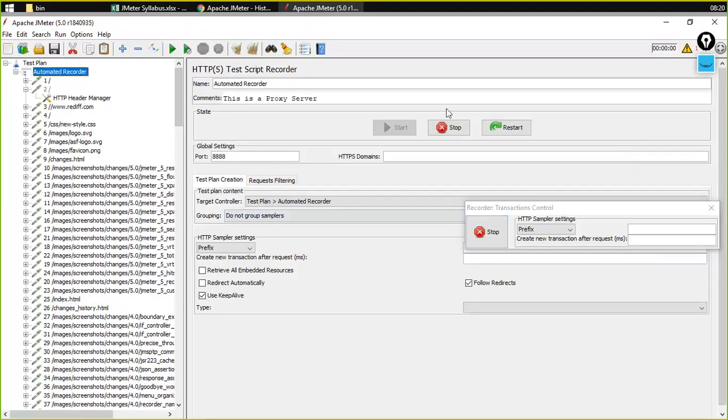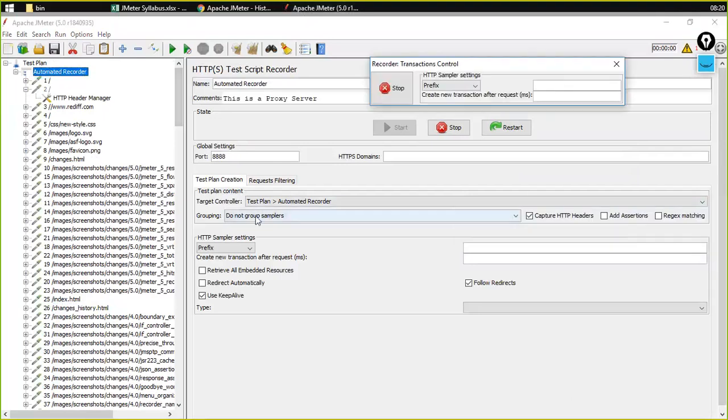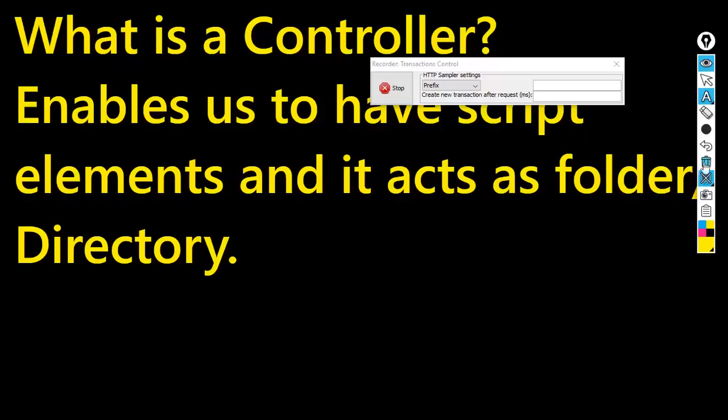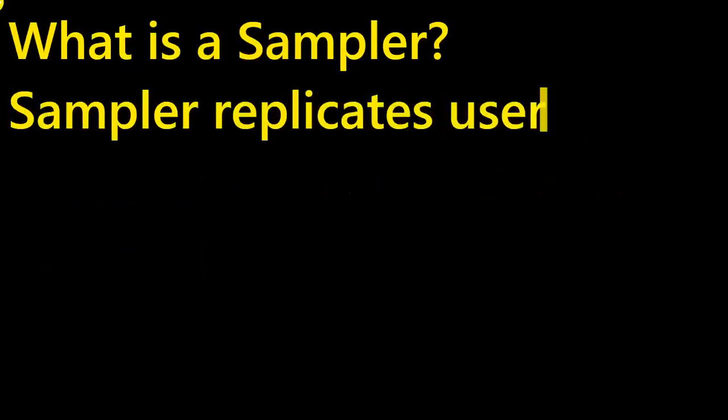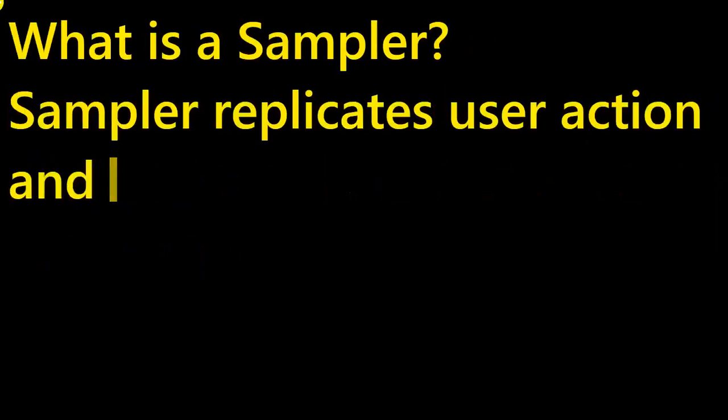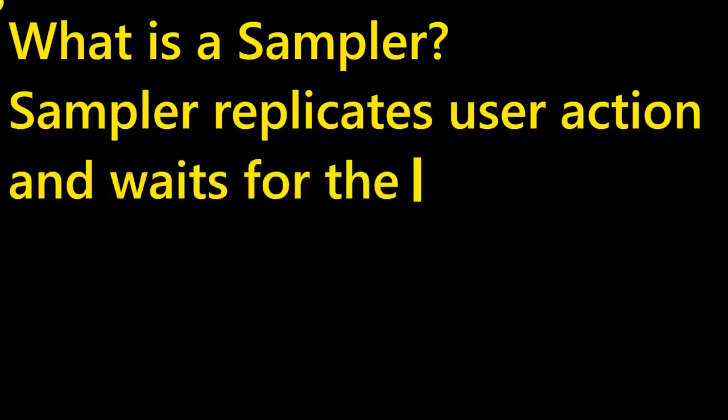Now what you can do is you can group the samplers. So the question is, what is a sampler, right? A sampler is something which replicates user action and generates a request and a response, and waits for the response as well. It replicates and waits for the response.